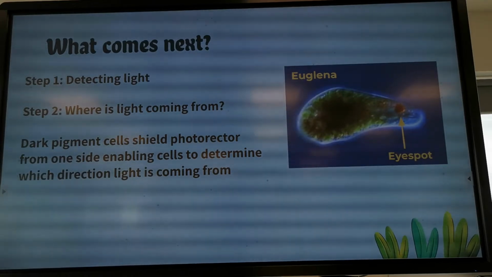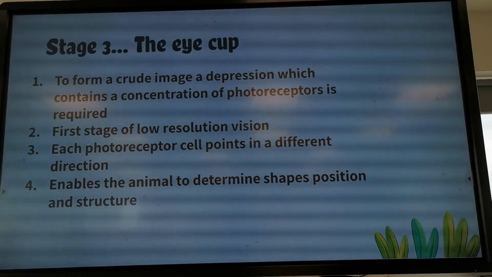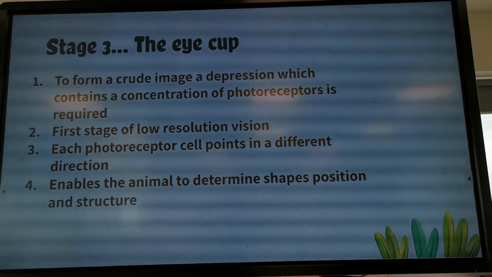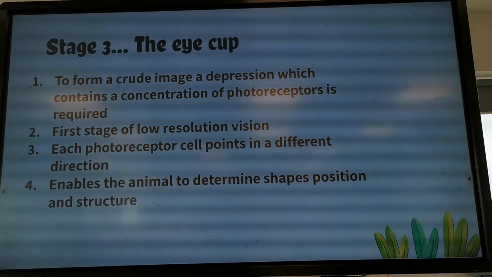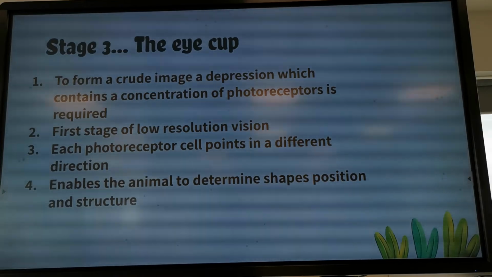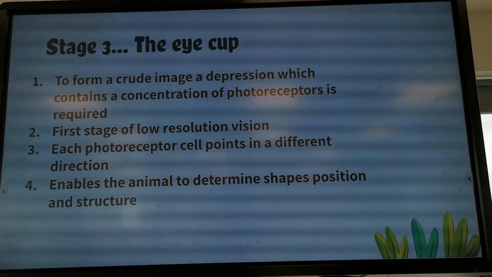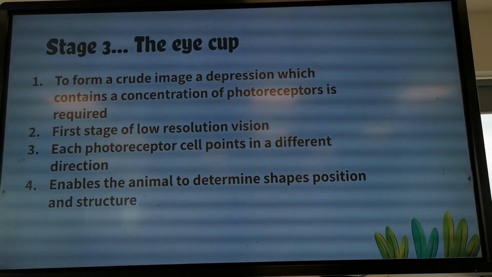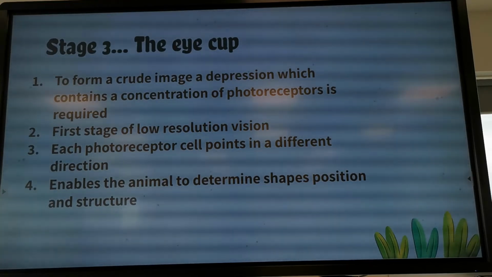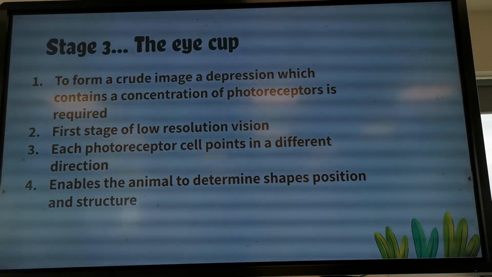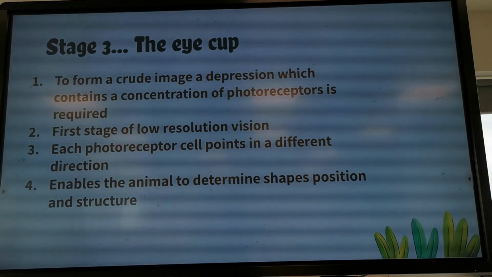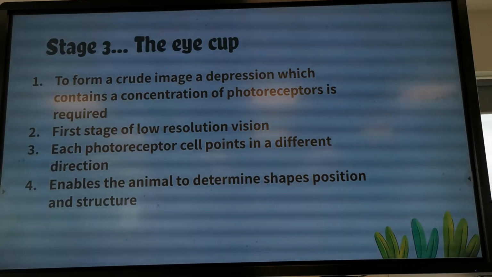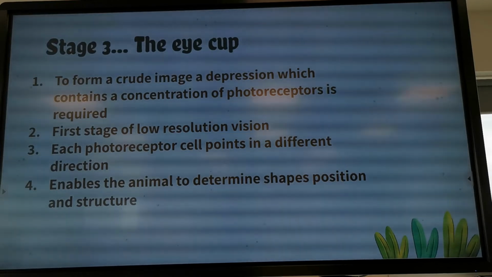So the next step then, once we've got that direction determined, we need to form like a crude image. So we need to be able to form shapes and sort of find out a bit more about our environment. And this happens with an eye cup. So that dark layer of pigmented cells, again through a slight random mutation, some became slightly more depressed than others, and that formed into like an eye cup.